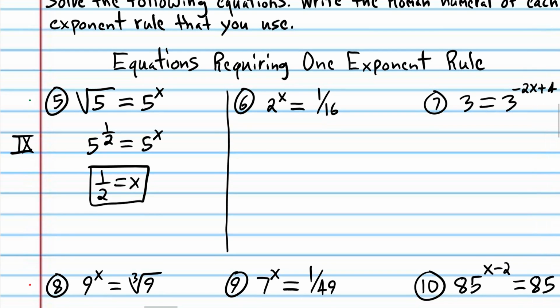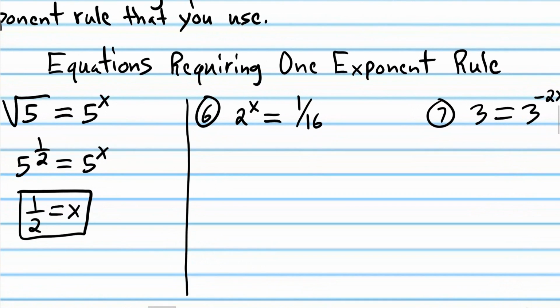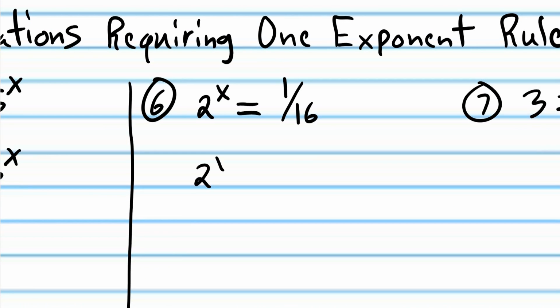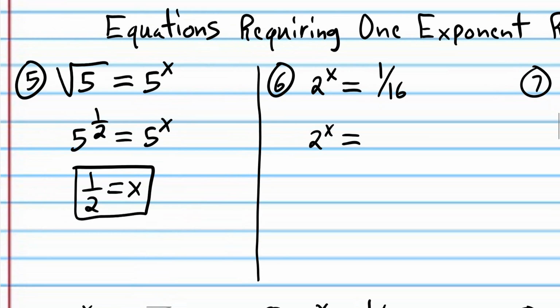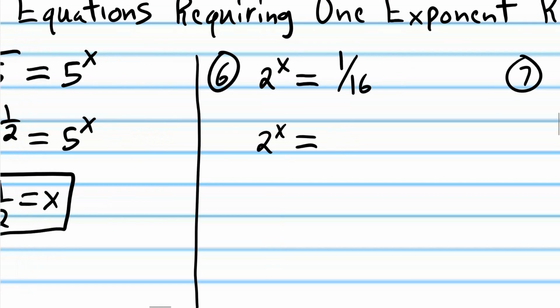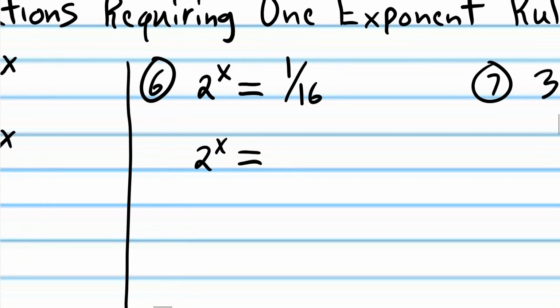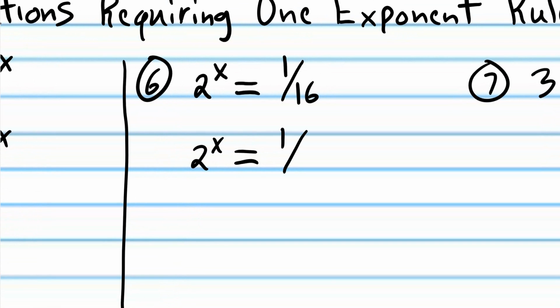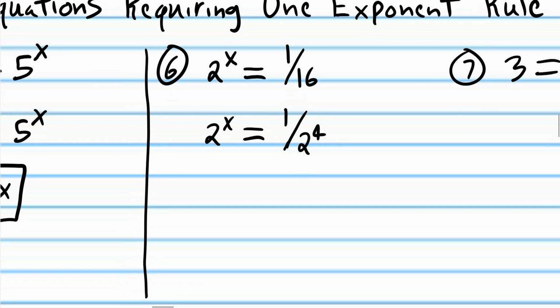Let's try number 6. The whole purpose here is to get the same base. You see how we have exponential expressions with the same base, and those expressions are equal to each other. Obviously 16 is not base 2, so I'm going to change 16 to 2 to the 4th power. I'm allowed to do that, right? 16 is the same thing as 2 to the 4th power. So all I did is change 16 to 2 to the 4th power.